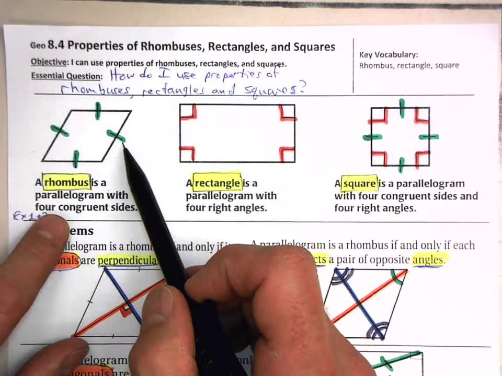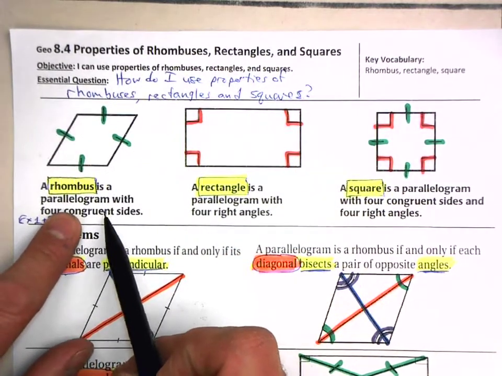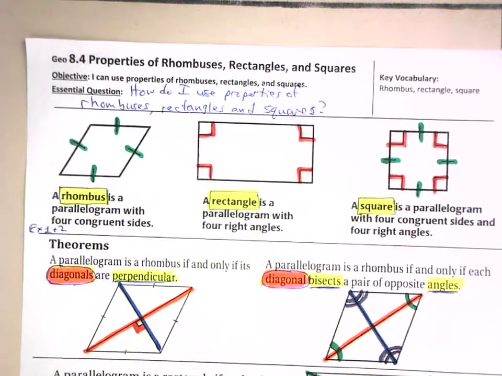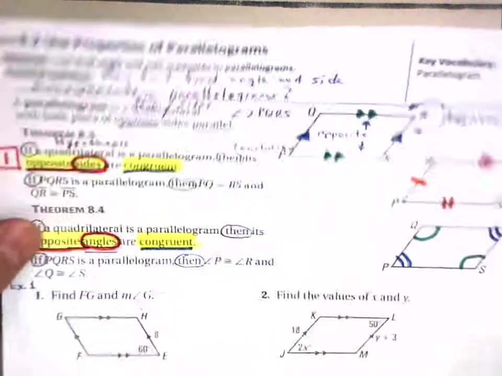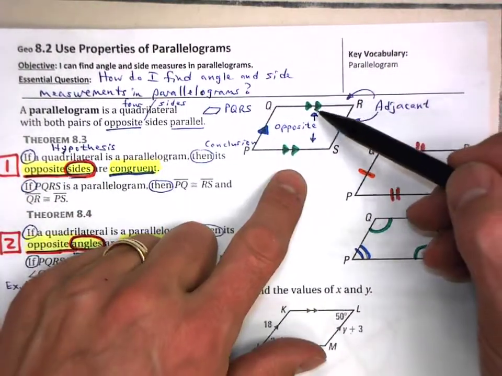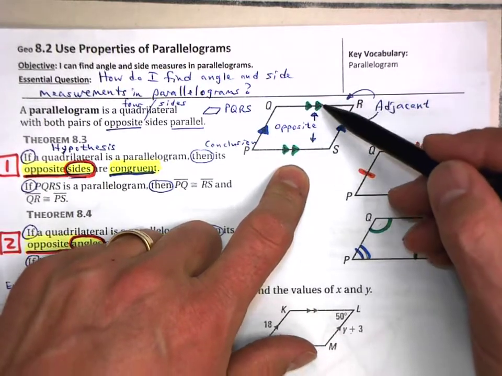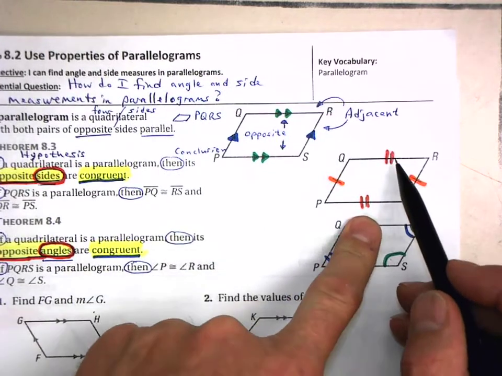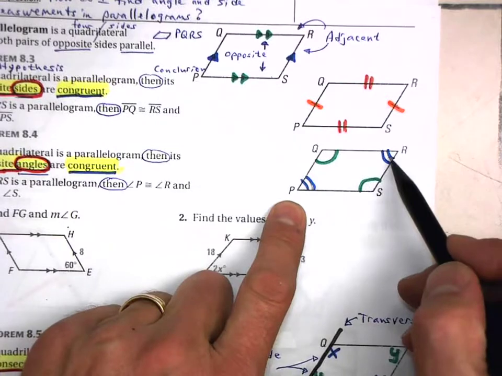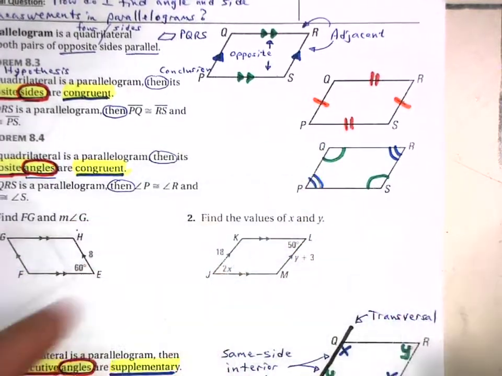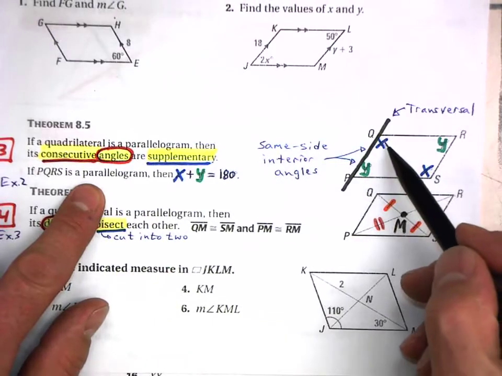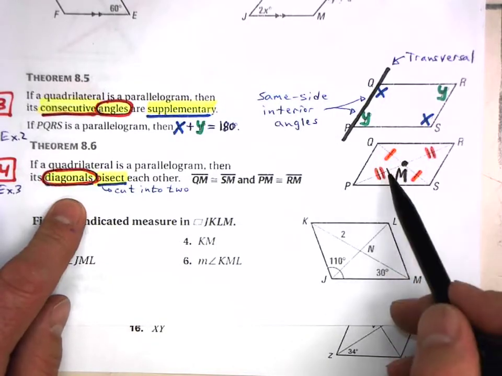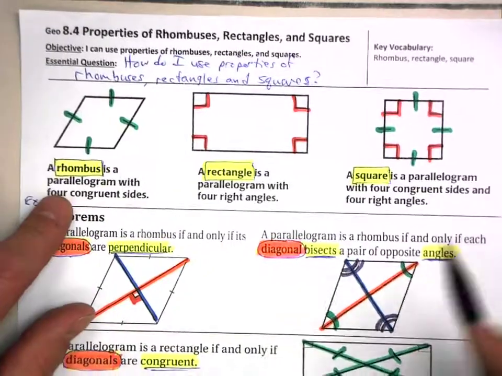A rhombus is a parallelogram. Hey, that's really important to know. A rhombus is a parallelogram. In other words, all these things that were true about a parallelogram, that both pairs of opposite sides are parallel, and both pairs of opposite sides are congruent, and both pairs of opposite angles are congruent, and also that consecutive angles are supplementary, and also that diagonals bisect each other. All of that is true for a rhombus.